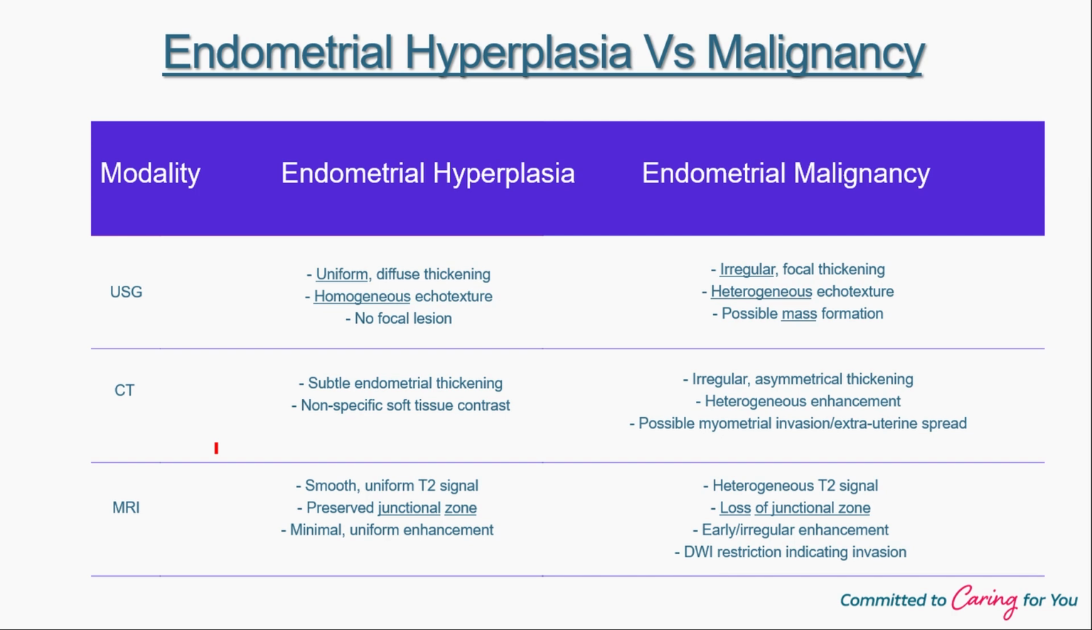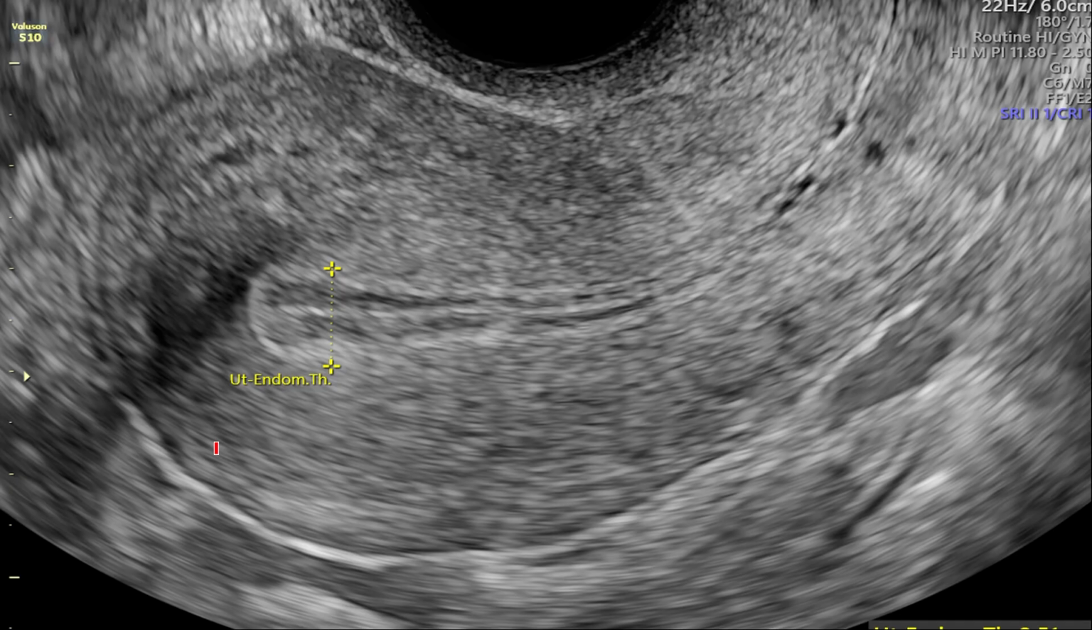When we do an MRI diffusion study, the malignant lesions usually appear bright, whereas the benign conditions don't. And also, endometrial hyperplasia doesn't involve the junctional zone, which is very characteristic. However, endometrial malignancies commonly involve the junctional zone, and this leads to easier diagnosis.